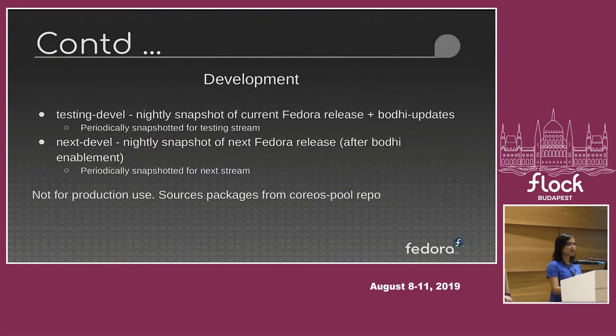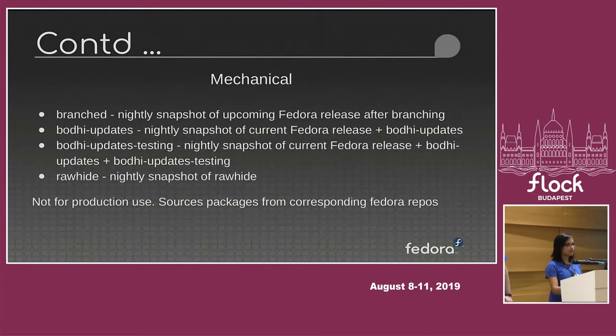Also, the source of the packages is the CoreOS pool here. And these are a few refs, which we call branches, or mechanical streams. These are branched, bodhi-updates, bodhi-updates-testing, and rawhide. We try to keep the names similar to what we have in Fedora so that people don't get confused.